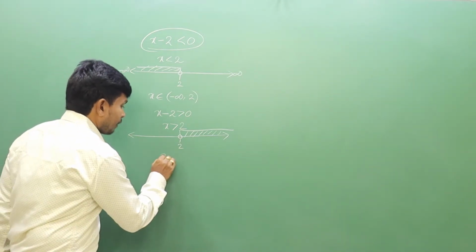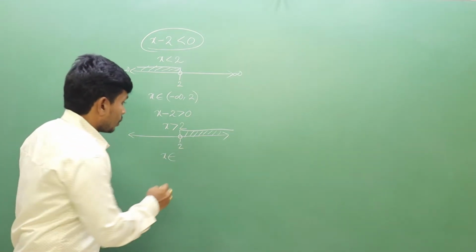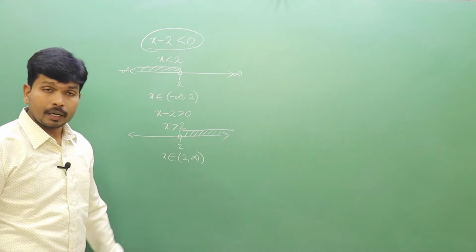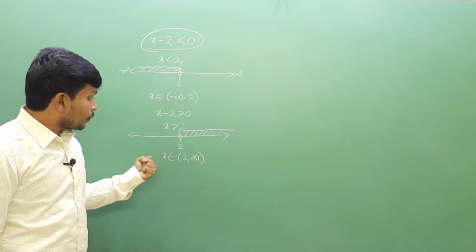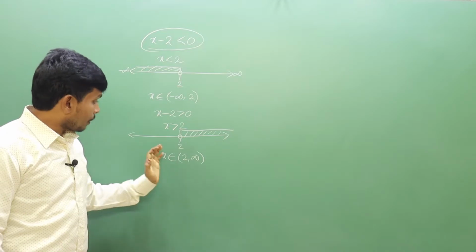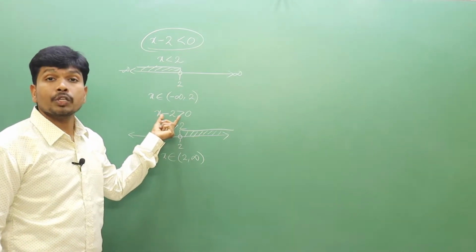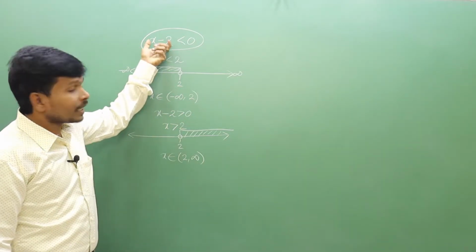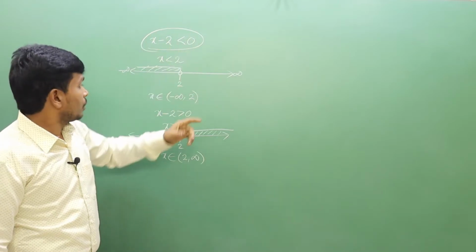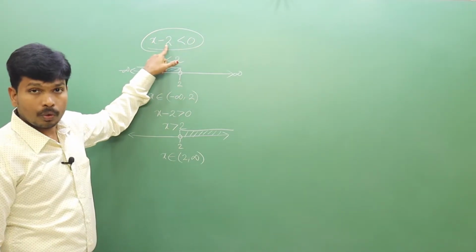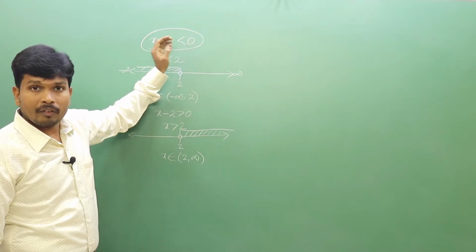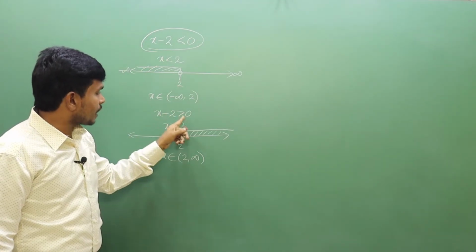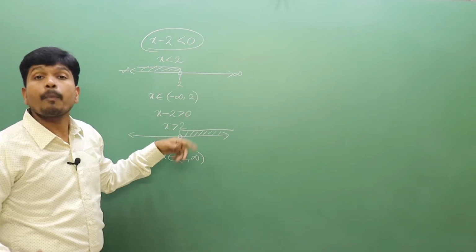Now write in interval form. X belongs to open interval 2 to infinity. If you are taking x value more than 2, definitely x minus 2 is positive. If you are taking x value less than 2, definitely you will get x minus 2 negative. Here you take x value 1, 1 minus 2 is minus 1, negative only, no? The values which are smaller than 0 are negative values. The values which are bigger than 0 are called positive values.